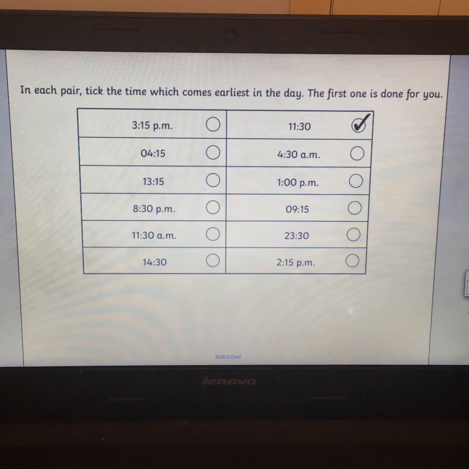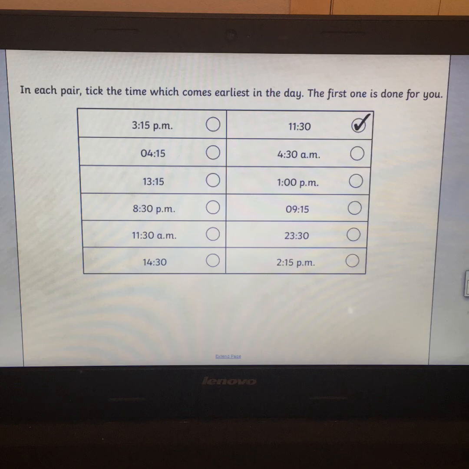Then we've got 13:15. Well, that's gone past 12, so I know that's in the afternoon. And then I've got 1 o'clock p.m. Well, I know that that's in the afternoon as well. So if I look at 13:15, if I take away 12 to see what time it would be on a 12-hour clock, it would be 1:15. So then I've got 1:15 or 1 o'clock. Which one comes first? Well, 1 o'clock comes first, so you should have ticked the one on the right.